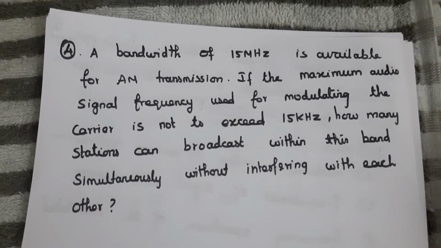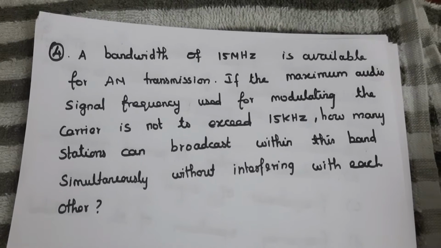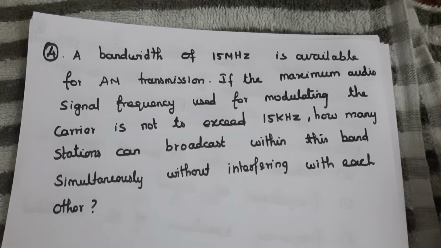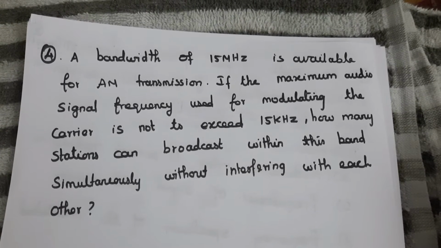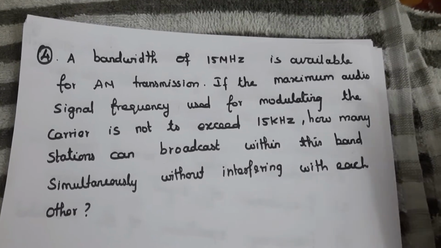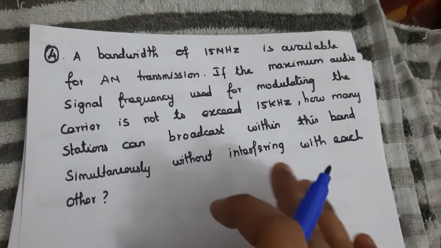Fourth question: a bandwidth of 15 MHz is available for AM transmission. If the maximum audio signal frequency used for modulating the carrier is not to exceed 15 kilohertz, how many stations can broadcast within this band simultaneously without interfering with each other? So we have to find the channel width or bandwidth.